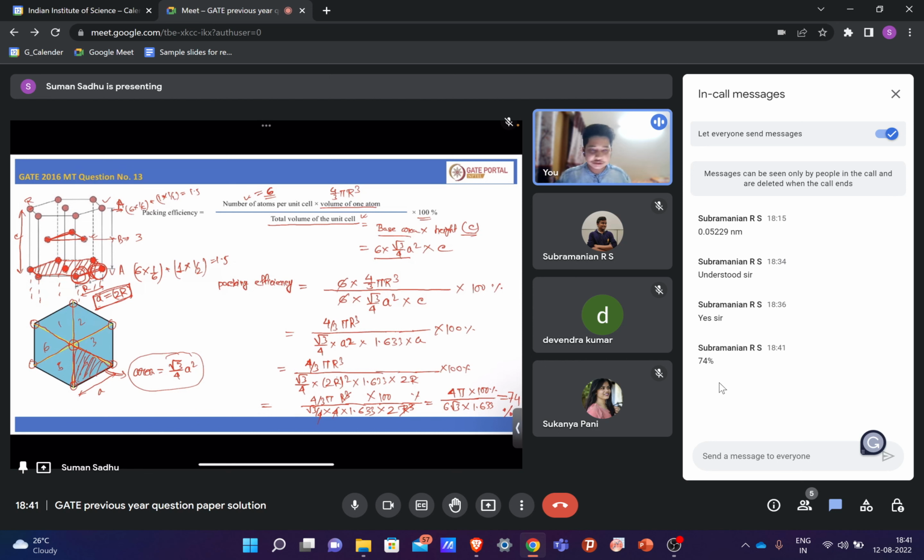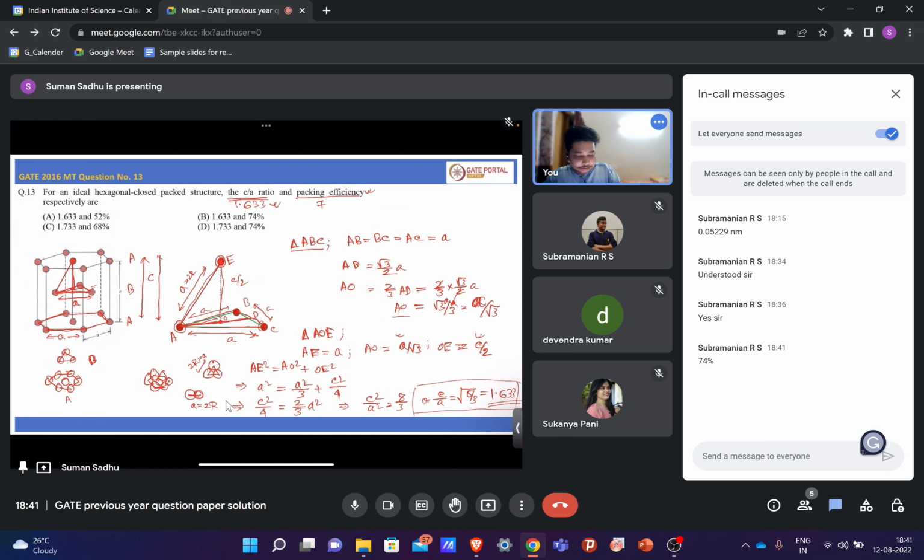Does anyone have any doubt till now? Any doubt in this calculation? No, sir. All are okay with it, right? Okay, so we got a packing efficiency of 74%. So the c by a ratio is 1.633 and the packing efficiency is 74%. So the correct answer is option B.